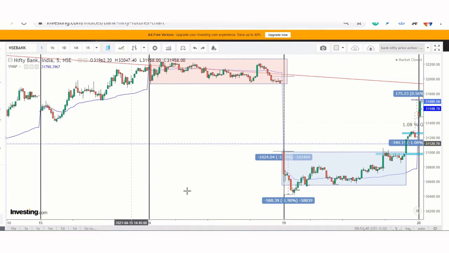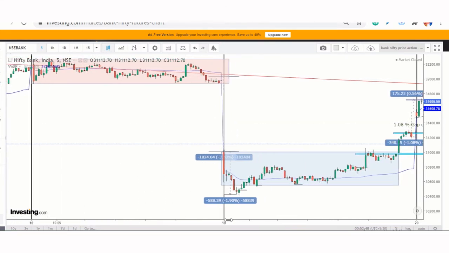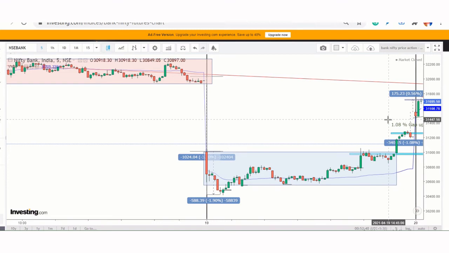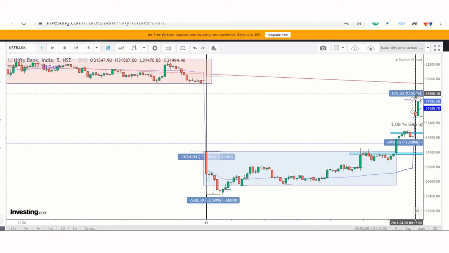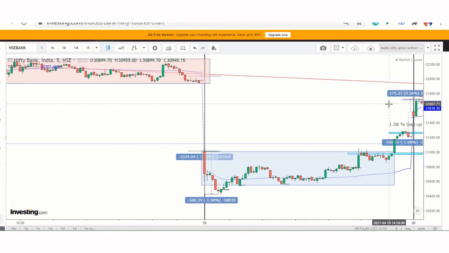So now let's analyze the charts for 20th. So we start with the gap up. Okay, so here we can see there is a gap up of 175 points or 0.56%. At this opening hour, more than 50% of the gap is filled. So all this negativity, whatever was there, most of it is now gone.